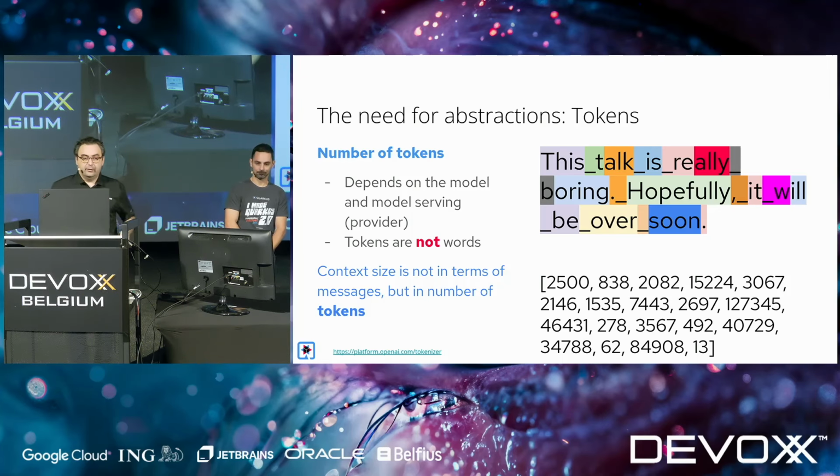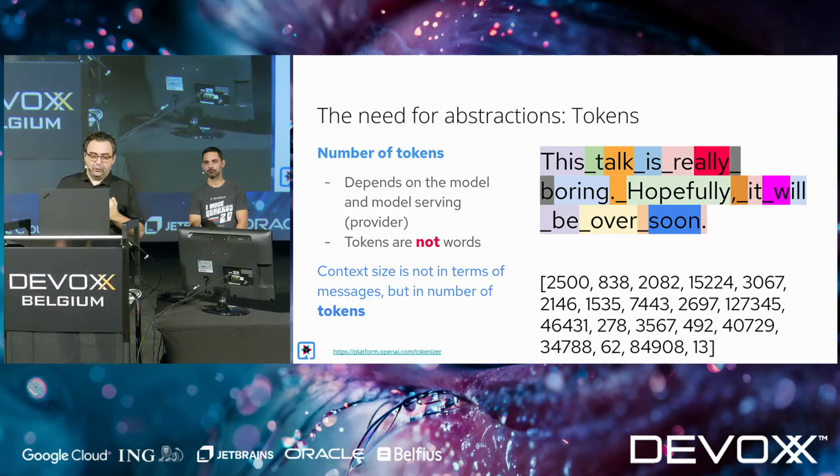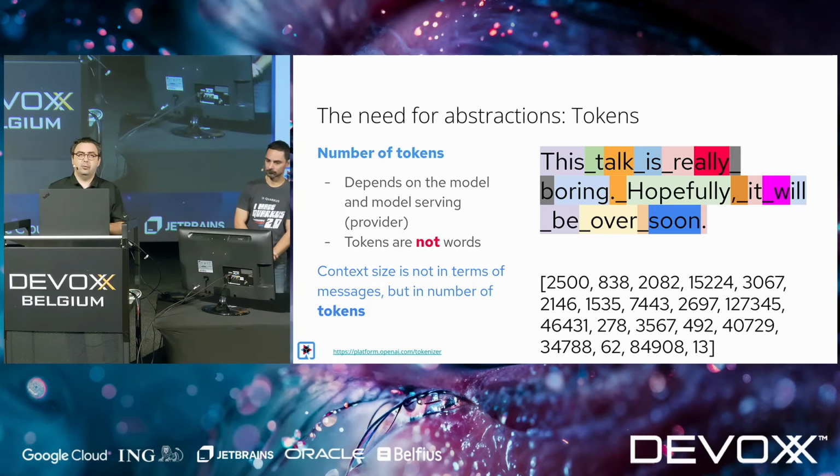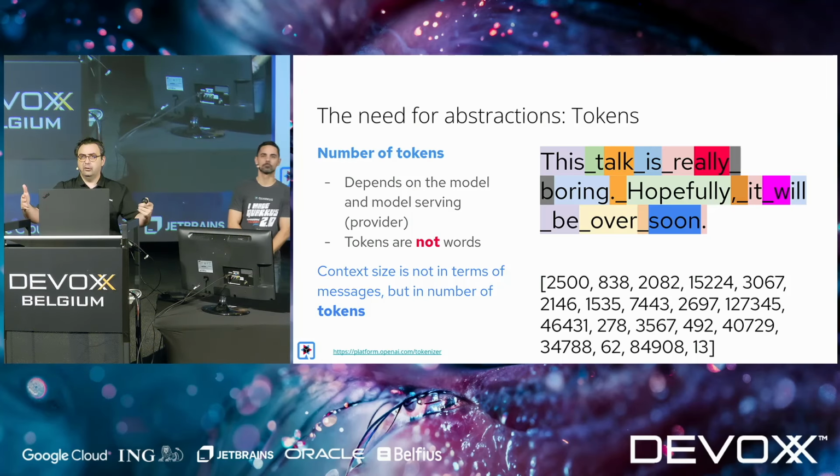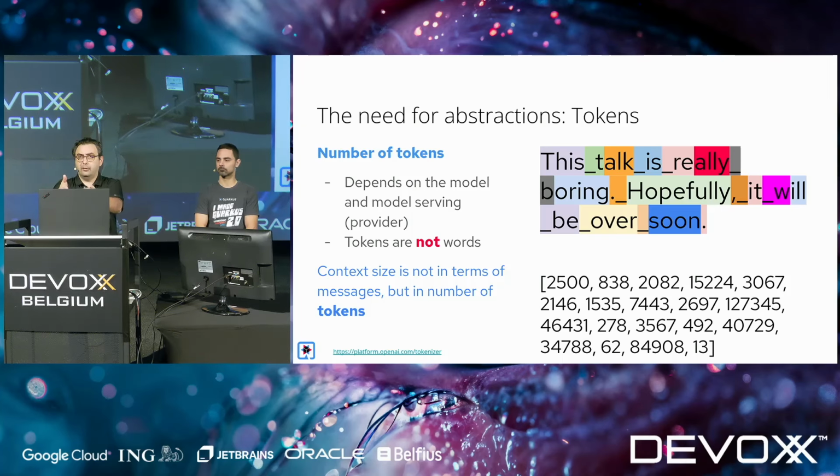So another thing about tokens is that context size is determined in terms of tokens. So when someone says, hey, I have a huge context size of X number of tokens, they are not words, they are this. So depending on the tokenizer, it can be big or very small. So you need to know that.